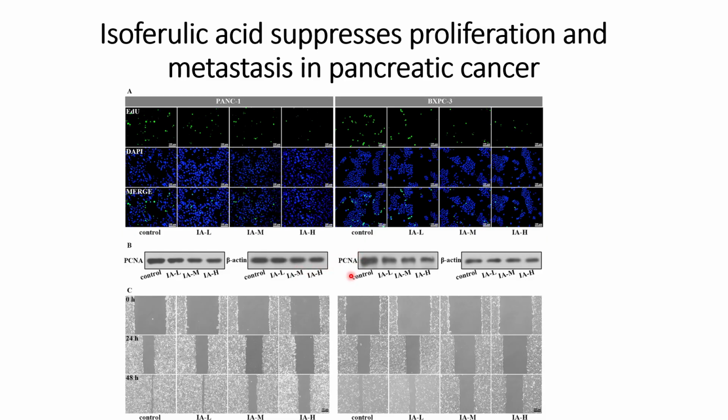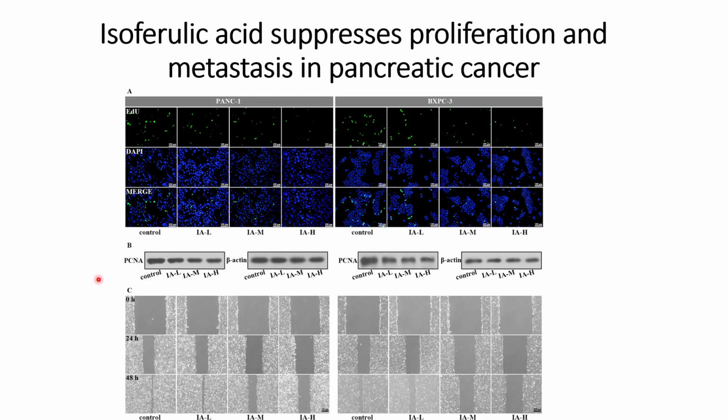And in BXPC3, they also see similar trends. In the control, the signals of PCNA are higher, whereas when the cells are treated with isoferulic acid, they see a decrease in the PCNA signals. With increase in the concentration of isoferulic acid, the PCNA amount goes down, whereas the beta-actin amount remains the same, which acts as a control.